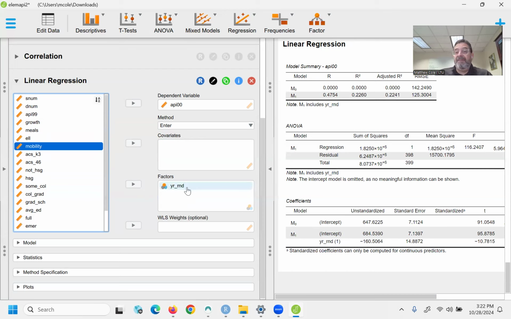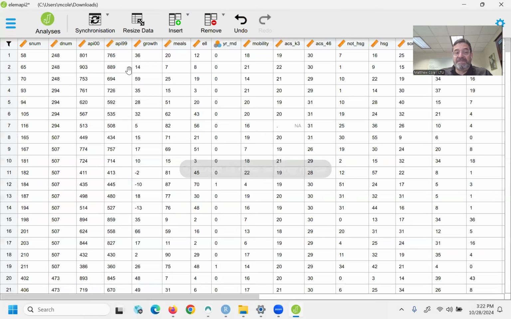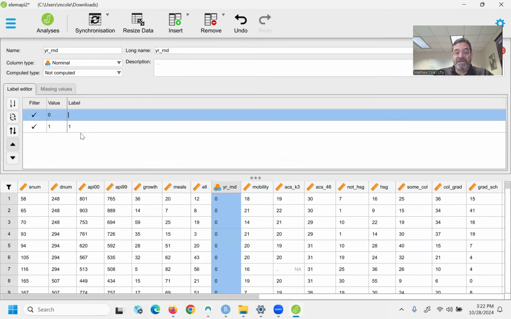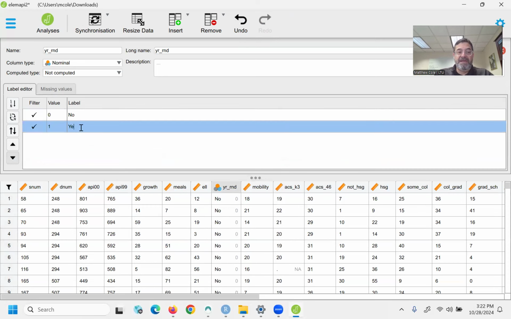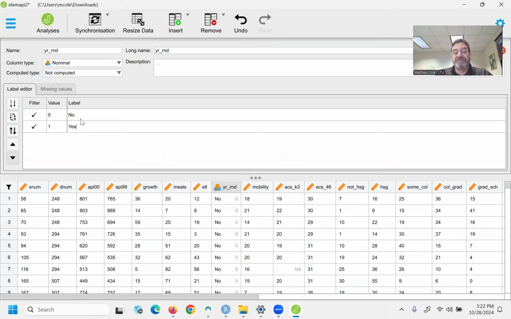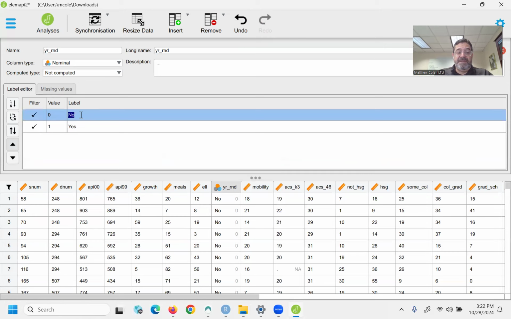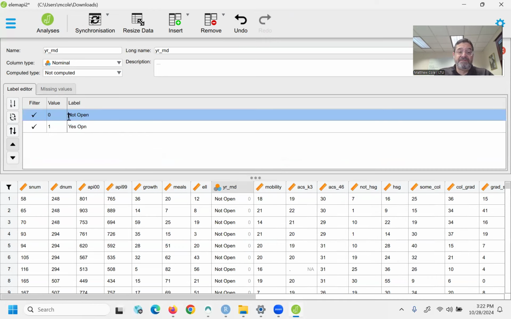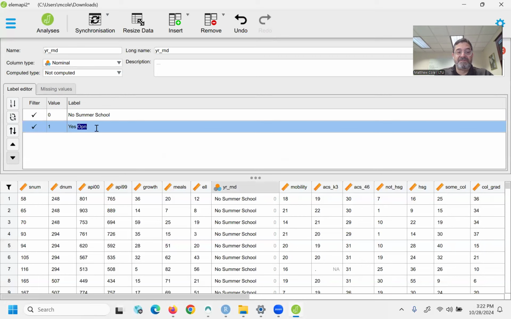Now, the neat thing is, since it's accommodating for factors, instead of 0 and 1, we could actually put words there. We can just practice that now. We can go to year round, and the label for 0 is, are you open year round? No. Are you open year round? Yes. So it could be no and yes. We could also make it even easier. Not open, or really, what does not open mean? It means no summer school. No summer school. And this one is summer school.